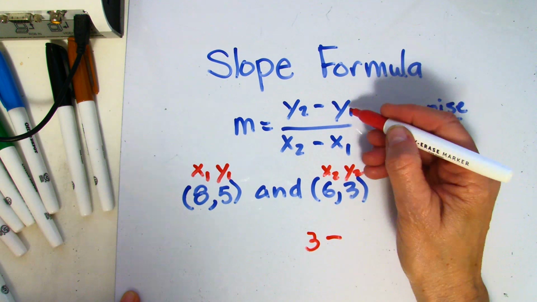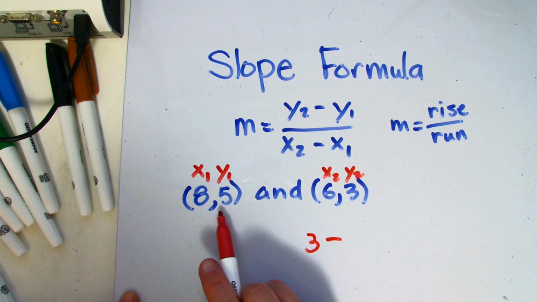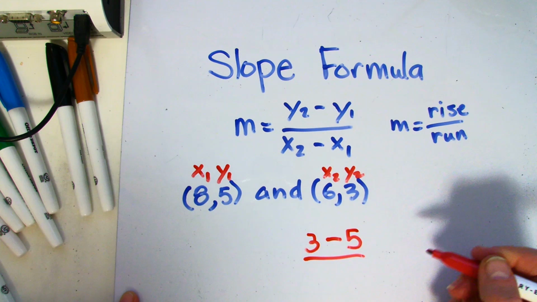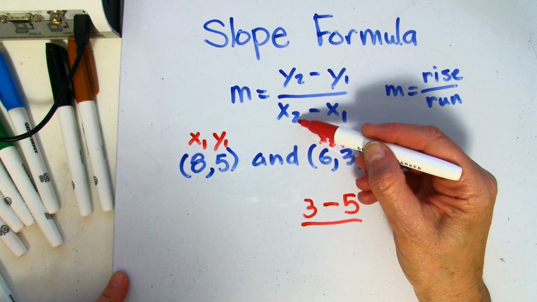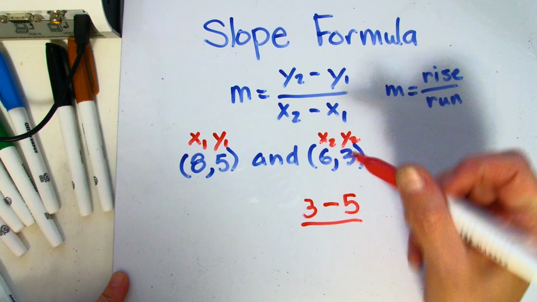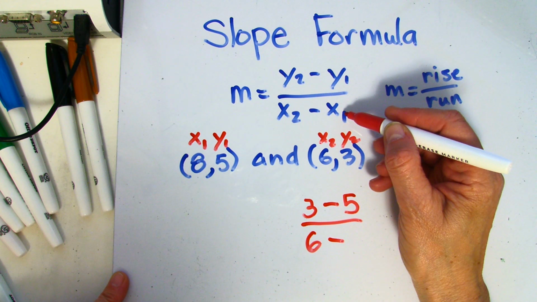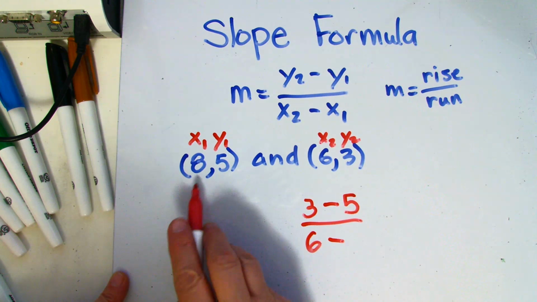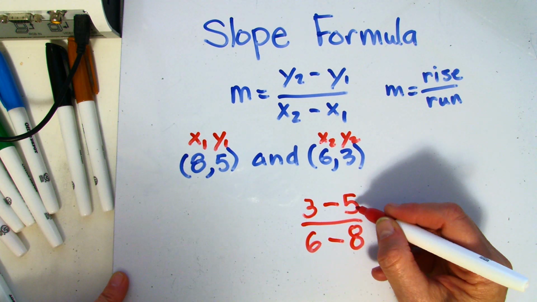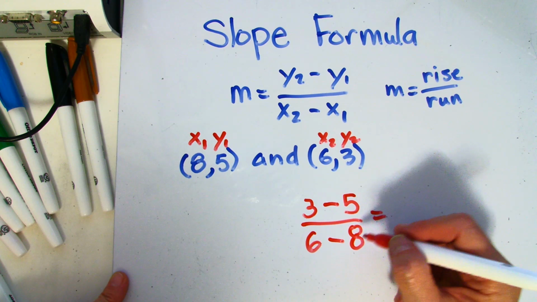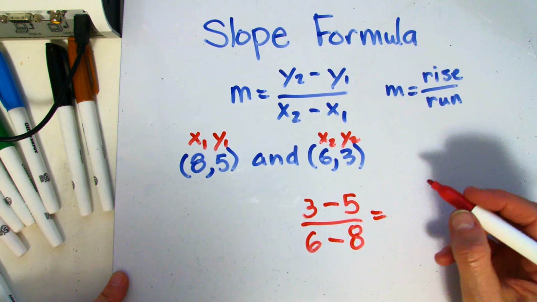And now I'm going to subtract the y1. Now the 1 is referring to the first point, and this is y1, which is 5. Now I'm going to locate x2, which refers to the x value for the second point, which is 6, and x1, which is going to refer to the x value from the first point, which is an 8. Okay, so now I have 3 minus 5 over 6 minus 8. And I could do a little quick check just to make sure. 3, 5, 6, 8. Okay, it looks good.